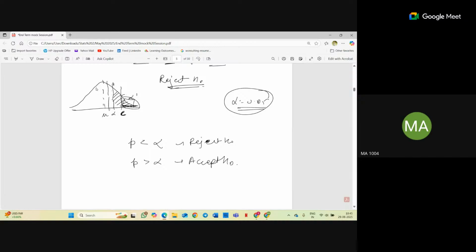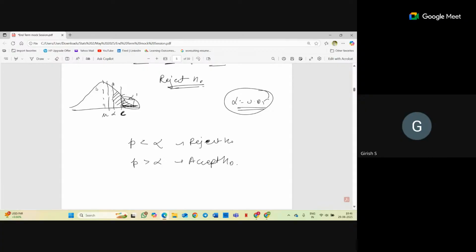So, like you are saying that if my p value is greater than alpha, then only we would be rejecting H naught. Like somebody was saying this thing, right? In case of left tail test. Case of left tail test.